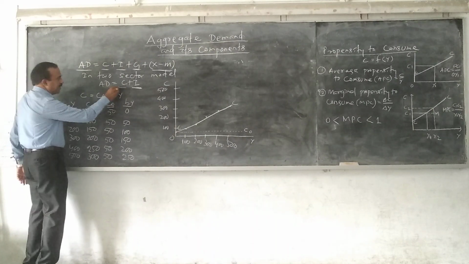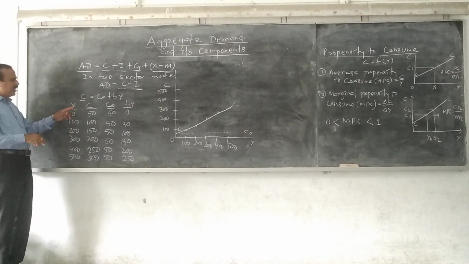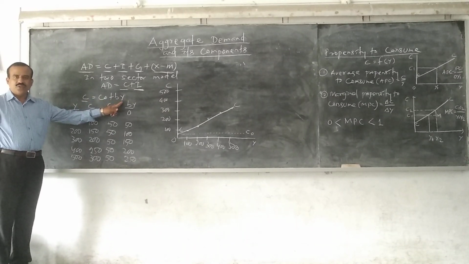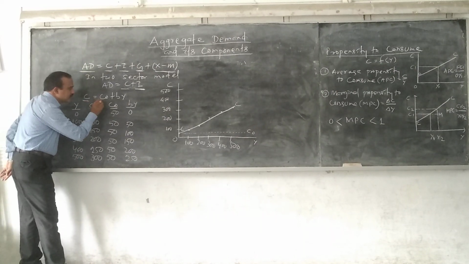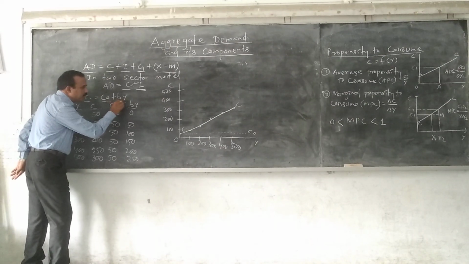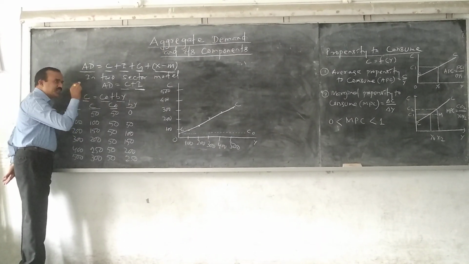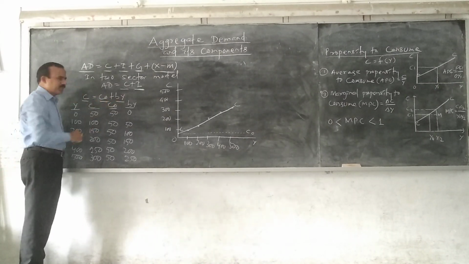So what is C? The consumption expenditure C is equal to C0 plus bY. The consumption expenditure, you see, has two parts. One is autonomous consumption, another one is induced consumption. So total consumption expenditure is the sum of autonomous consumption plus induced consumption.